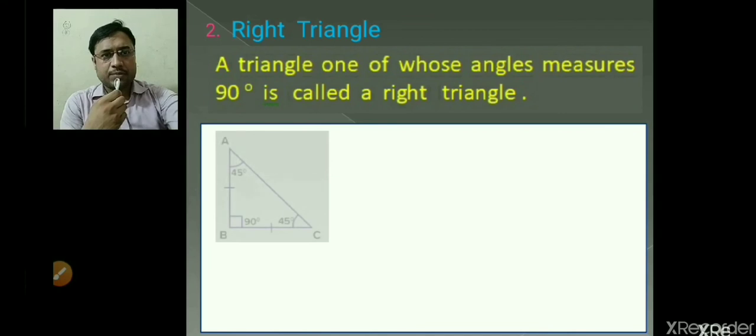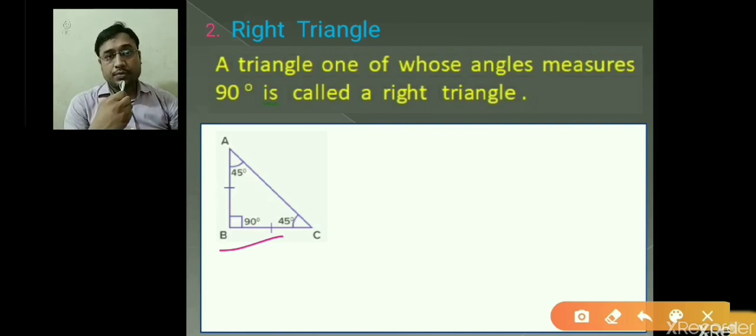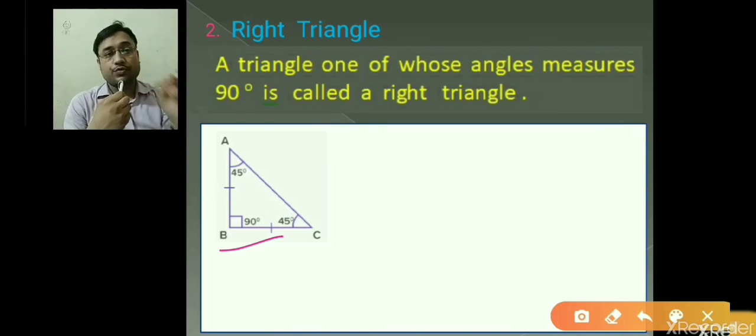In this diagram you can see angle B is 90 degrees, and it is an isosceles right triangle. Therefore the other two sides, BC and AB, are equal, and if two sides are equal then their opposite angles are also equal, by the property we have seen previously. So the other two angles are 45 degrees and 45 degrees. 45 plus 45 is 90, and the third angle is also 90. So the sum is 180.